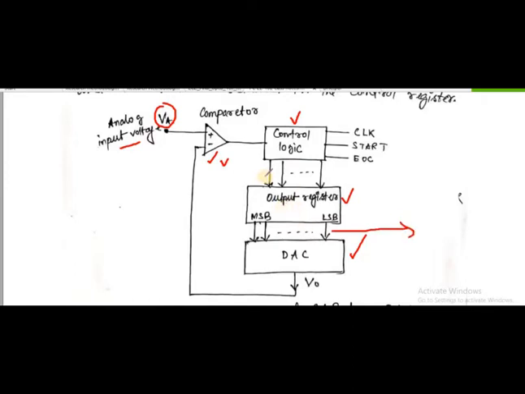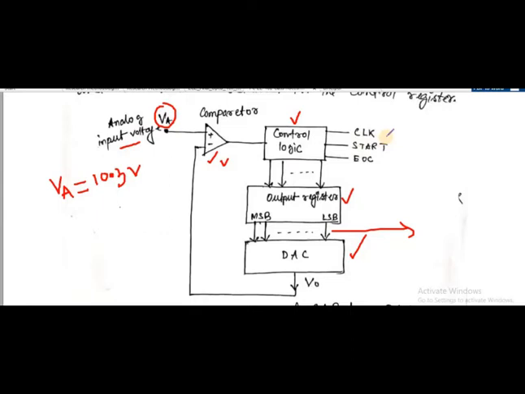Now how does this circuit perform? Suppose we consider a voltage VA which is 10 volt or 10.3, let's make it 10.3. In this example I have discussed with 10.3. Now first of all the bits of this output register are 0 0 0, and this control logic has three inputs. One is clock, one is start, another is EOC. So what is the function of these three inputs? I will explain. First of all, clock is basically a clock signal.